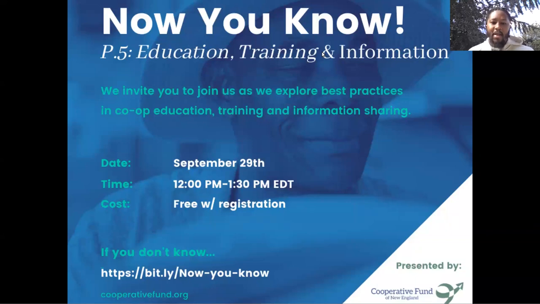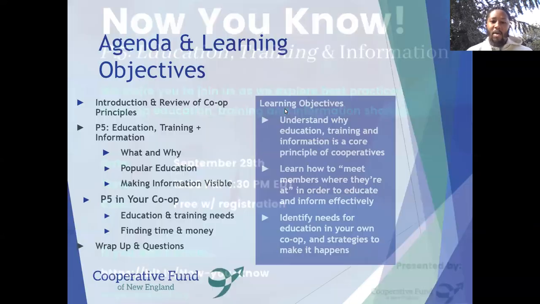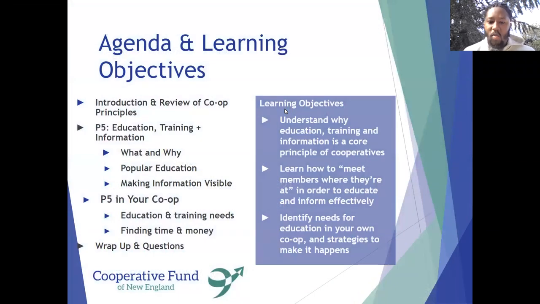By the end of this session, we're hoping that folks can understand why trading information is a core principle in the cooperative movement and cooperative structure. We're learning how we can meet members where they are and educate and inform them effectively. And we're hoping to identify needs for your own education practice in your cooperative enterprise or in your future attempts to upskill your members and communicate to the public what they need to know about your institution and the cooperative movement in general.